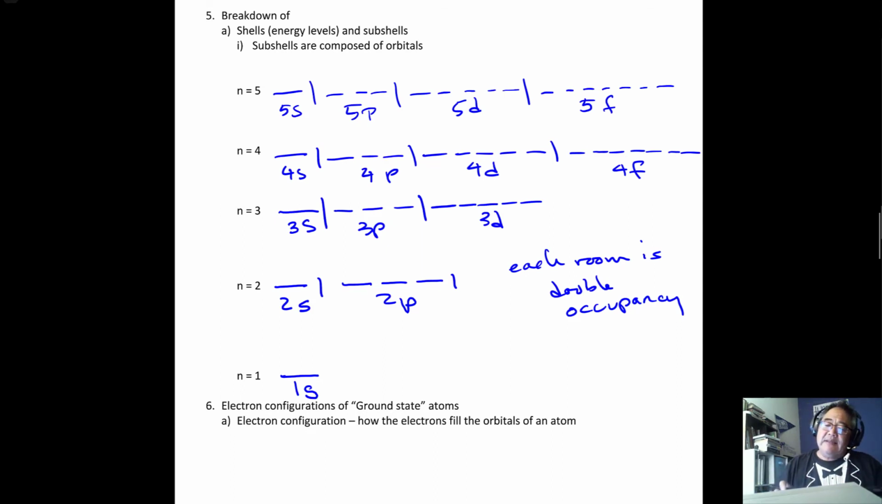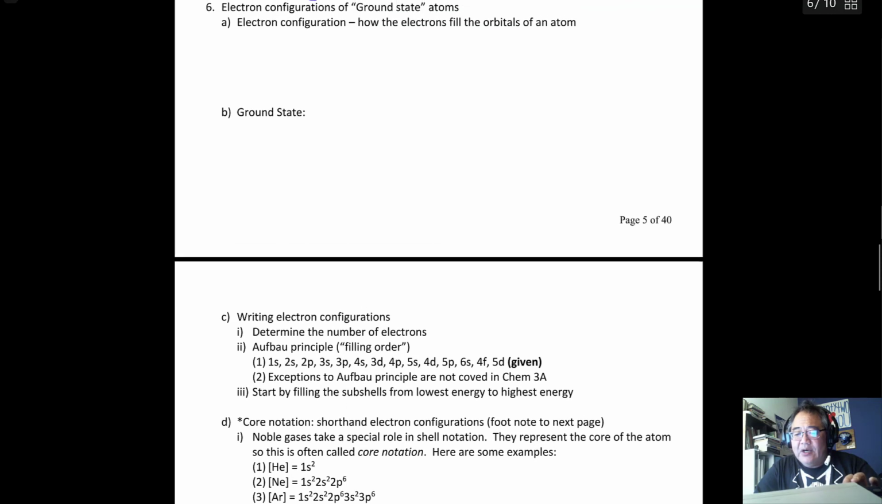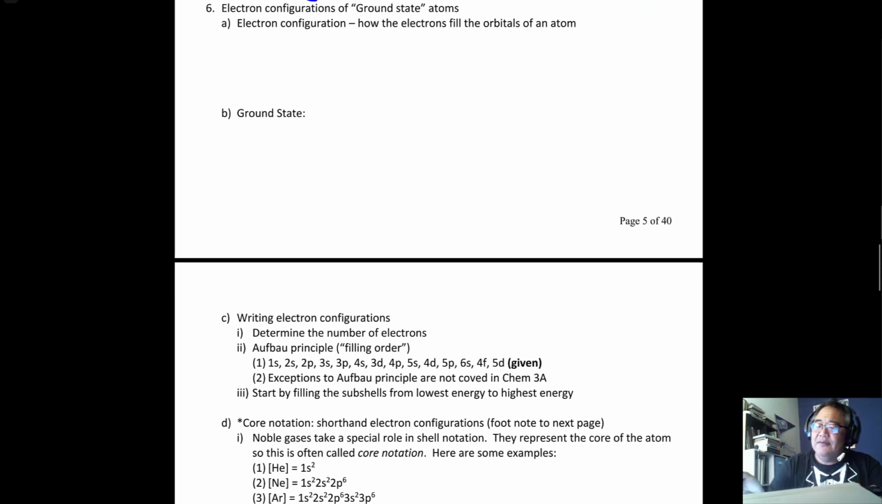So that's the transition, like the introduction to quantum mechanics we did, and then the transition from orbits to orbitals. And next what we'll talk about is how we fill those rooms with electrons. And they call those things electron configurations.